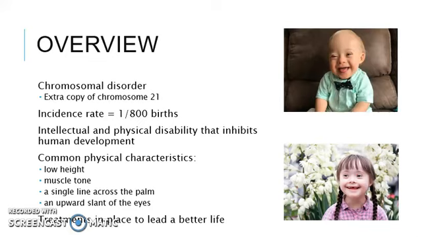This mutation affects human development and intellectual ability, and leads to specific physical traits. Despite the fact that Down syndrome varies in severity, the common features that people with this genetic disorder display include low height, low muscle tone, a single line across the palm, and an upward slant of the eyes.